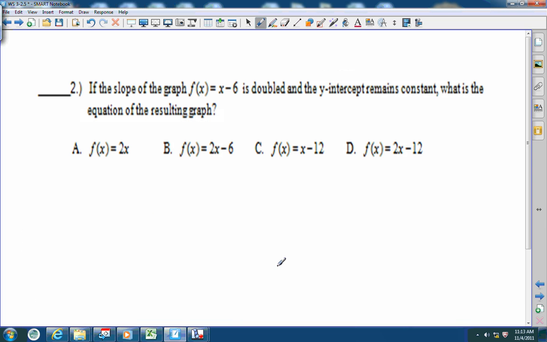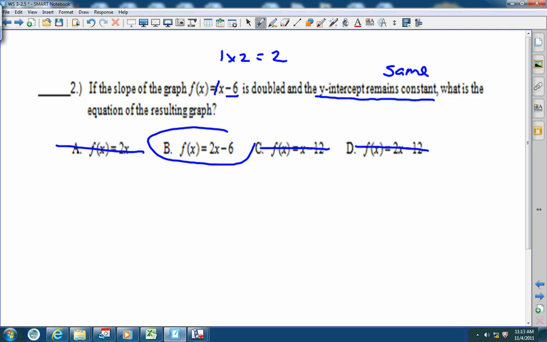Next, pause the video and see if you can come up with the right answer. If the slope of a graph f of x equals x minus 6 is doubled and the y-intercept remains constant, y-intercept remains the same. Well, what's the y-intercept? -6. Well, this one doesn't have a -6. This one does not. This one doesn't. It better be this one. It says that if it's doubled, the slope right now is 1, and 1 times 2 is 2. So your answer is B.